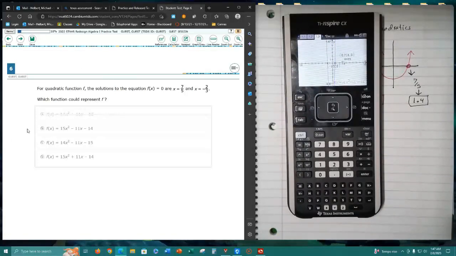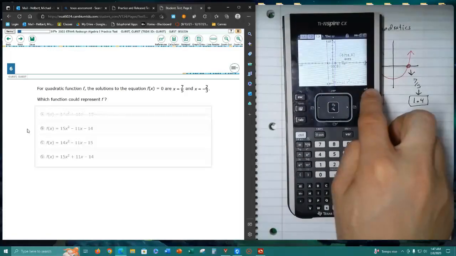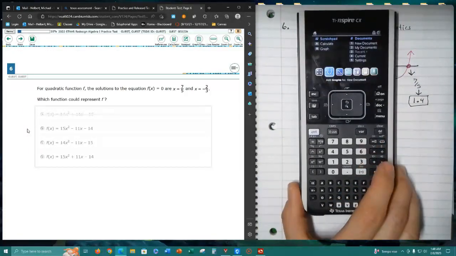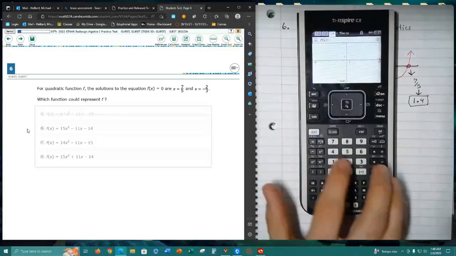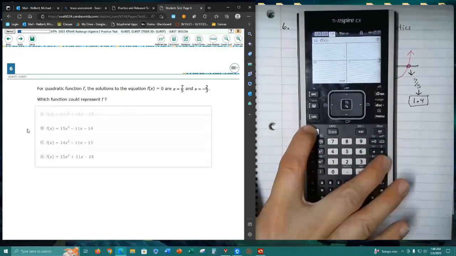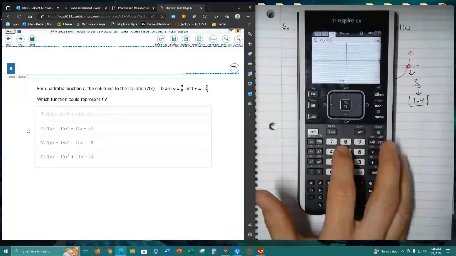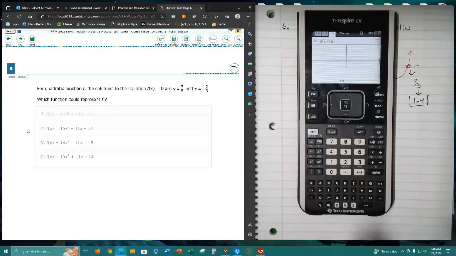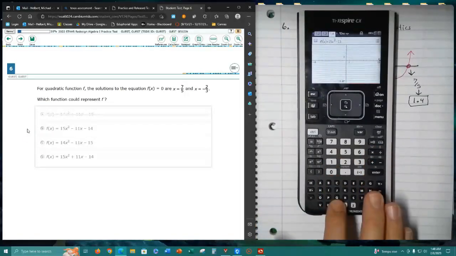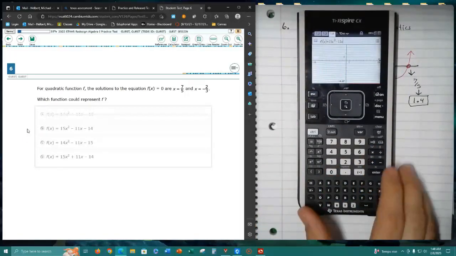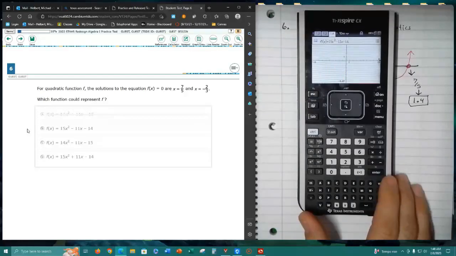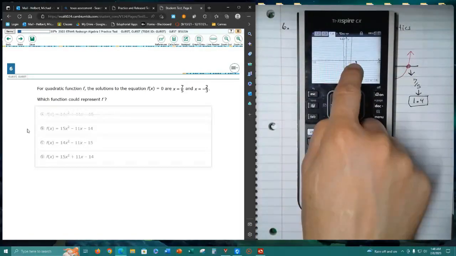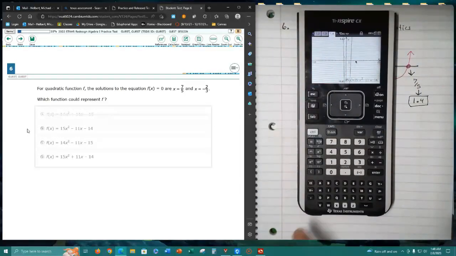So for B we have 15x squared. So I'm going to go back out and back in. And I'm going to type in 15x squared. And then it says minus 11x, so minus 11x. And then minus 14. Going to hit enter. Alright, and once again, we have it crossed in 2 different places. So let's check the 0.